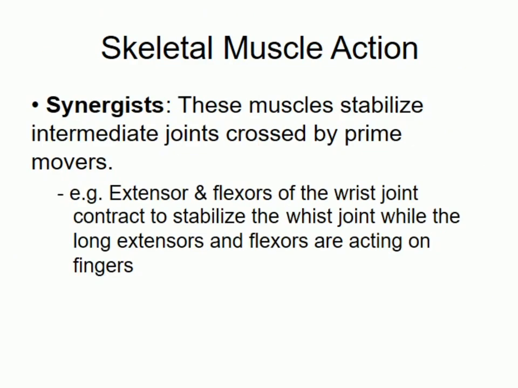And then we have the synergist. These muscles stabilize intermediate joints crossed by the primer mover. Kwa hiyo hizi muscles zinasaidia katika ku stabilize intermediate joints ambazo primer mover anakuwa anafanya kazi. So extensors and flexors of wrist joint contract to stabilize the wrist joint, while the long extensors and flexors are acting on the fingers. Kwa hiyo tunakuwa tuna wrist joint, lakini pia tunakuwa tuna muscle nyingine ambazo zimetoka kwenye forearm kwenda kwenye fingers, kama ambavyo tutazi discuss kwenye upper limb.